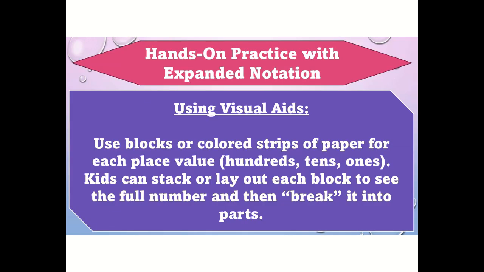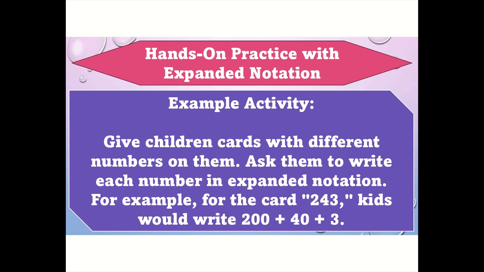Hands-on practice with expanded notation. Using visual aids: use blocks or colored strips of paper for each place value, hundreds, tens, ones. Kids can stack or lay out each block to see the full number and then break it into parts. Example activity: give children cards with different numbers on them and ask them to write each number in expanded notation. For example, for the card 243, kids would write 200 plus 40 plus 3.